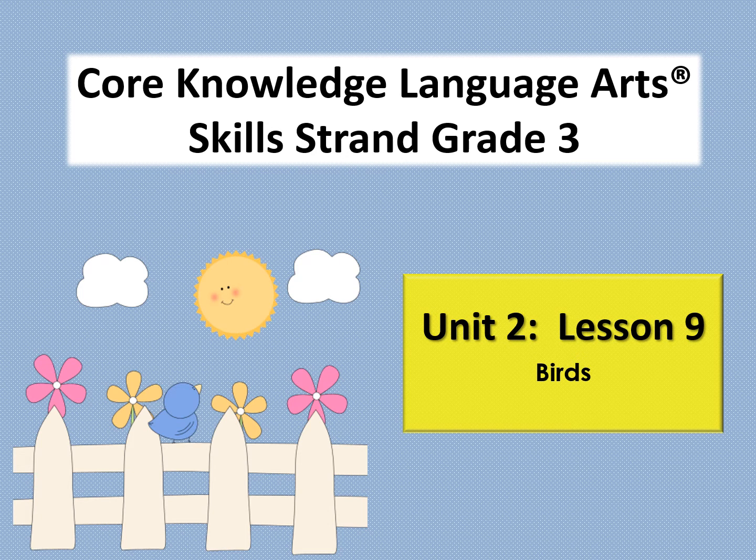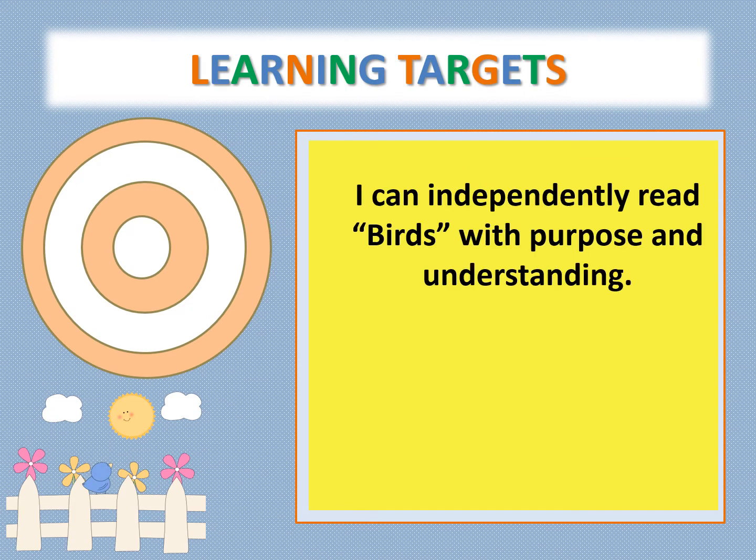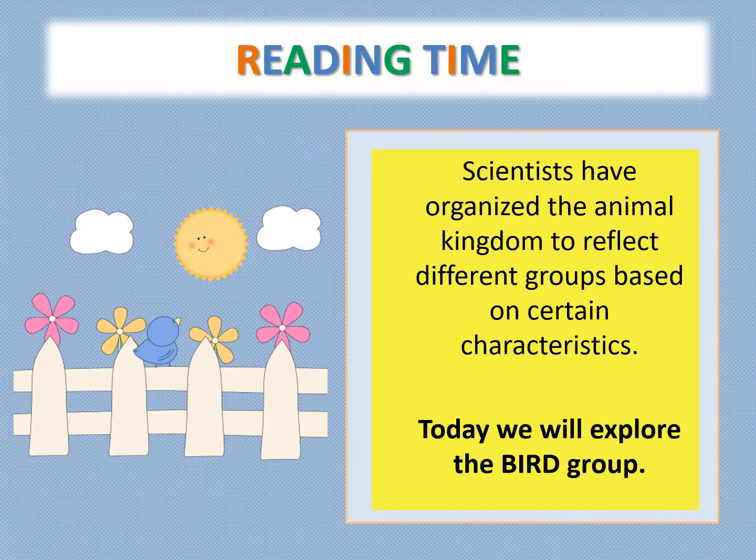And we're going to be working on lesson 9, and we're going to learn all about birds. So your learning targets for today, you should be able to read birds with purpose and understanding. And then in your second skills video, you will learn how to identify an abstract noun in a sentence.